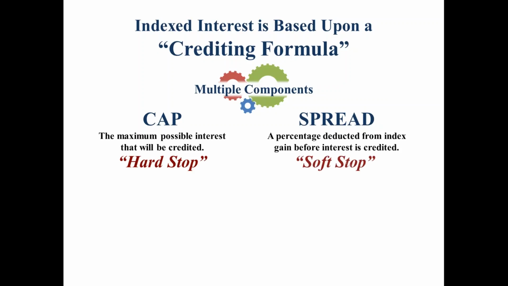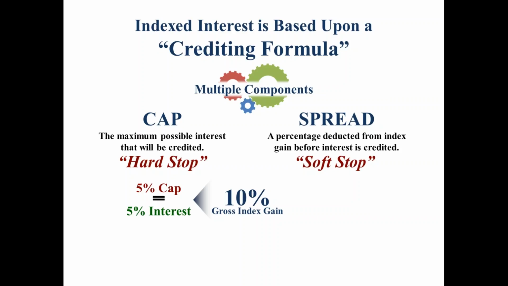A spread works differently. A spread is what I call a soft stop, and we're going to see what I mean by that. So let's assume we have a 10% gross index gain, okay? So the S&P 500 from point A to point B returned 10%. If I have a 5% cap, that's the maximum I can get, right? So I'm going to get 5% interest. In other words, with a cap, you get everything the index does up to the maximum of that cap.